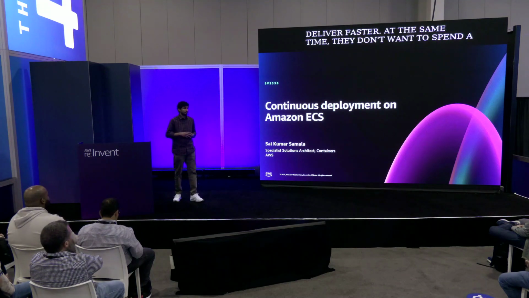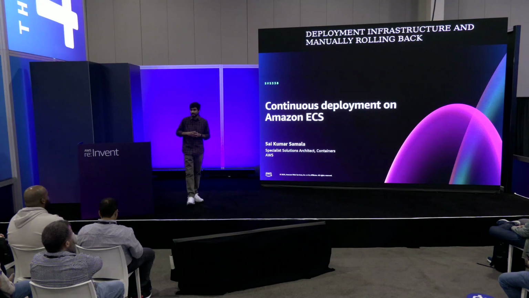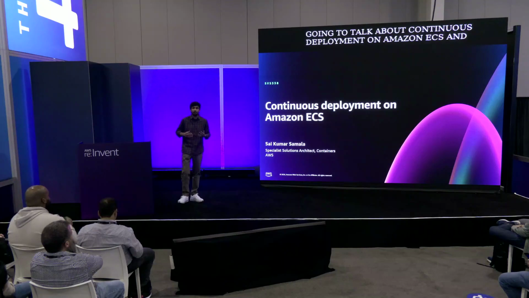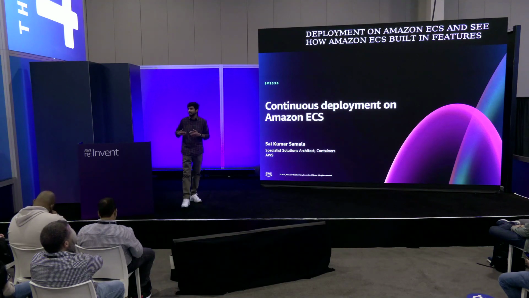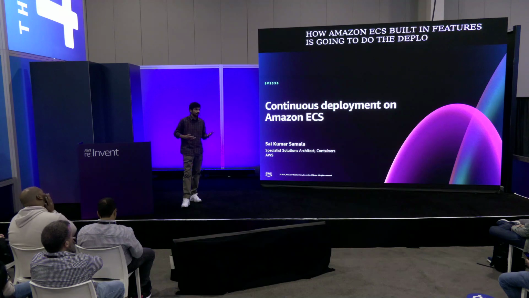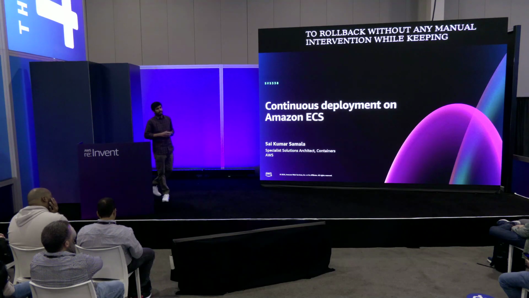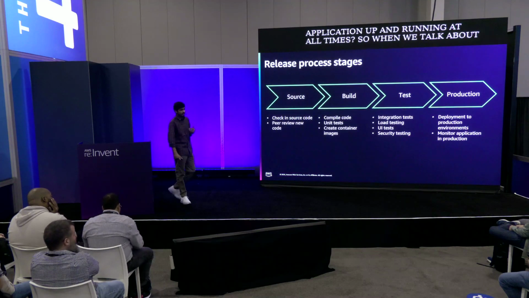rolling back the deployments. So today we are going to talk about continuous deployment on Amazon ECS and see how Amazon ECS built-in features is going to do the deployment faster, reliable, as well as whenever there is failed deployment, how is it even going to roll back without any manual intervention while keeping the application up and running at all times. So when we talk about releasing the application, we have the release process stages.